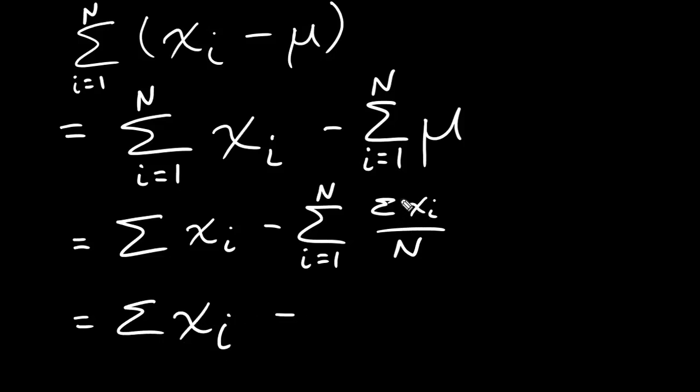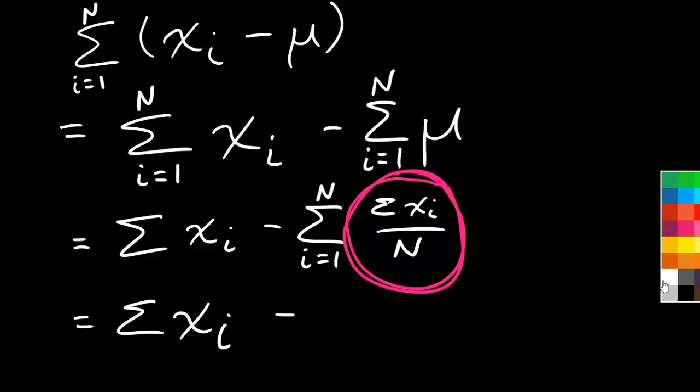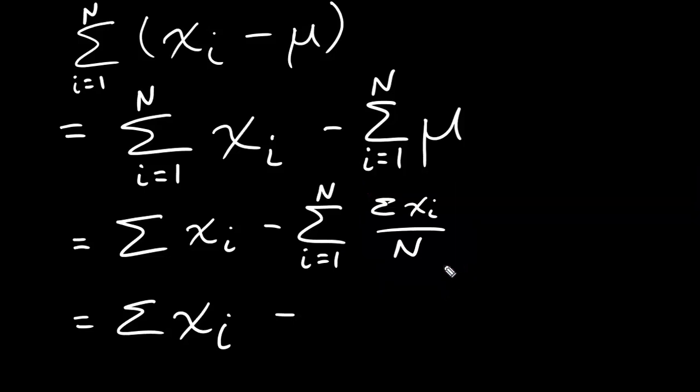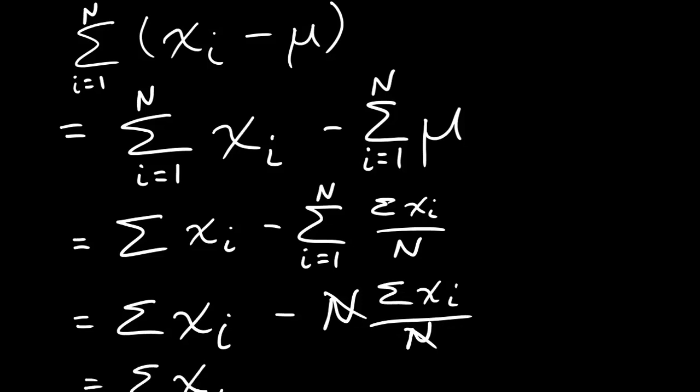minus, well, if you add up this term n times, the sum of xi over n plus the sum of xi over n plus so on and so on until you've done that n times, then you're going to be left with n times the sum of xi over n. Those n's are going to cancel out, and then you're going to be left with the sum of xi minus the sum of xi, which is going to give you 0.